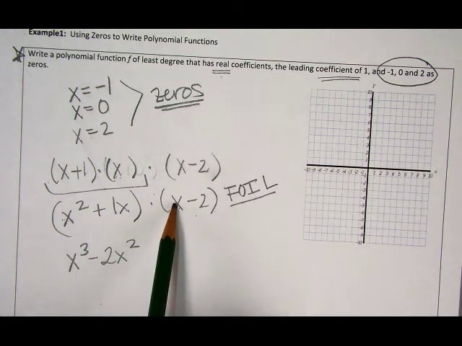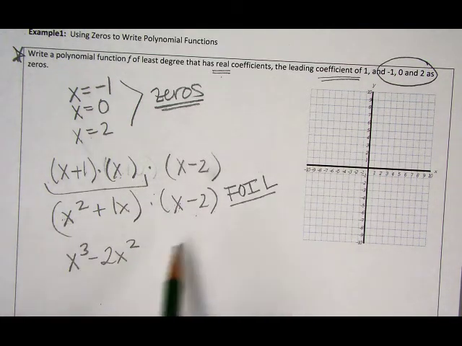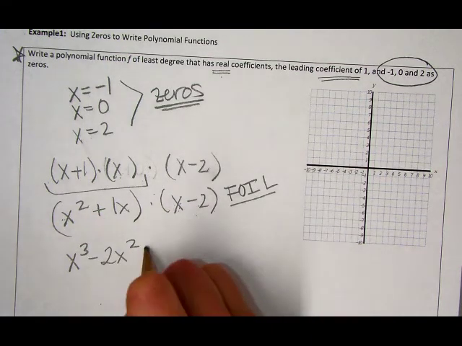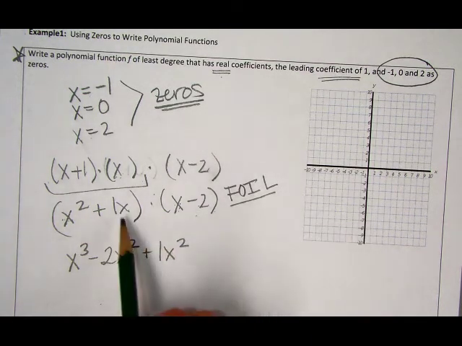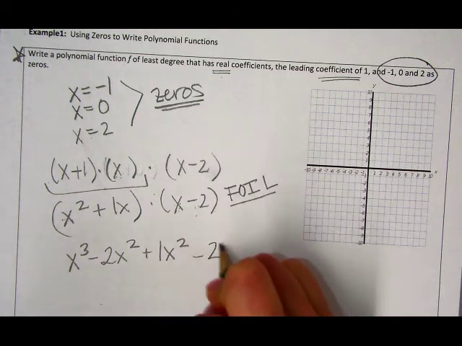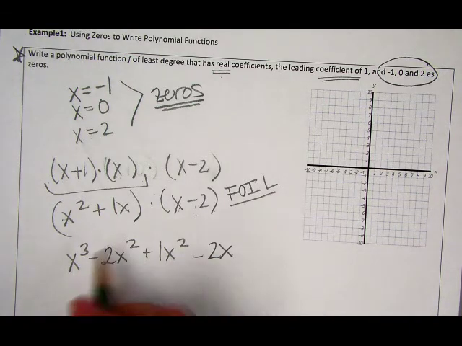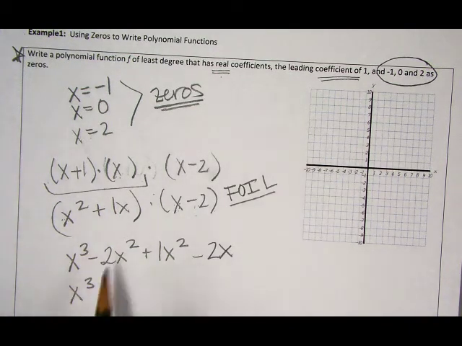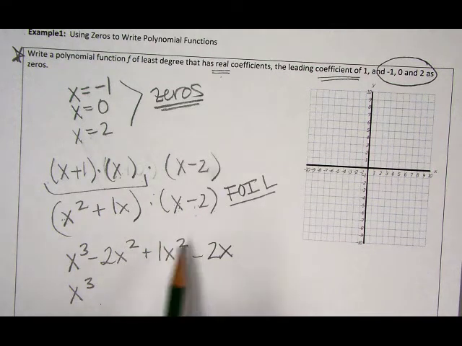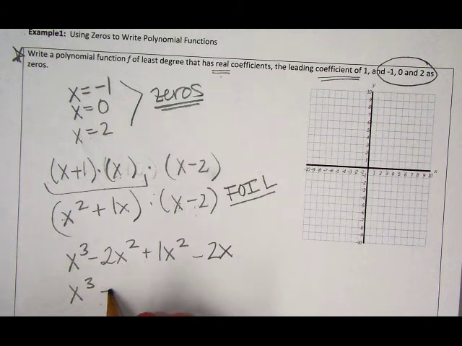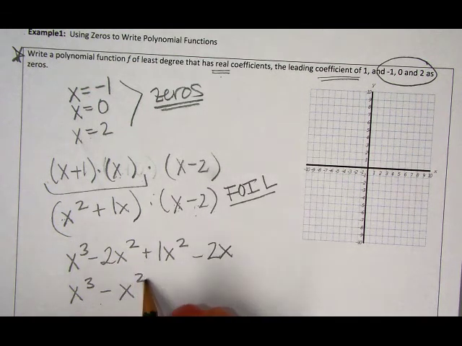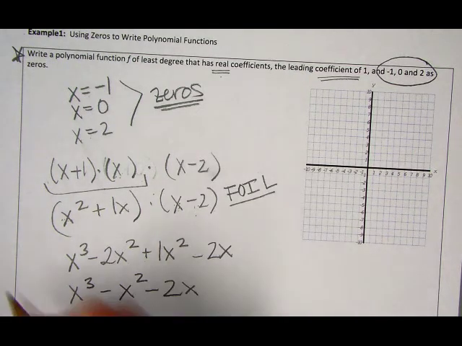First, outer, inner gives me plus 1x squared, and then last gives me minus 2x. When I go through now and I combine my like terms, I get x cubed. My negative 2x plus 1x squared, because they're common terms, I get minus 1x squared, or just x squared, minus 2x, which I have left over.